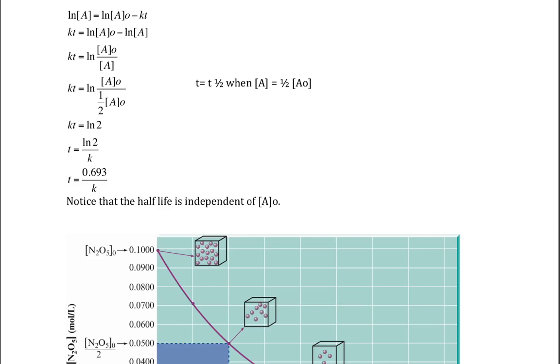The ln of 2 is 0.693. It goes on, but those are the first 3 digits of ln of 2. So that's our half-life equation for a first-order reaction. t equals ln of 2, or 0.693, over k. Notice that the A naught stuff all canceled out. The half-life for a first-order reaction is independent of A naught.